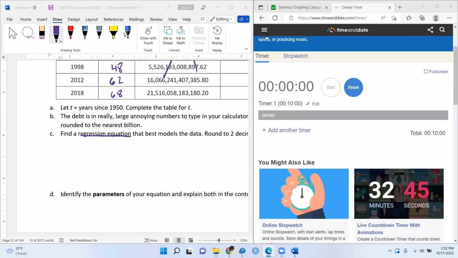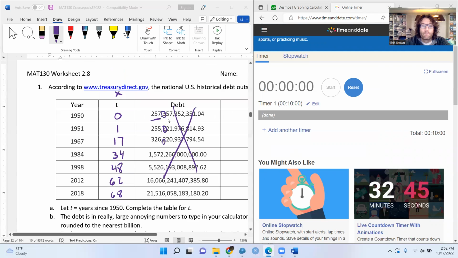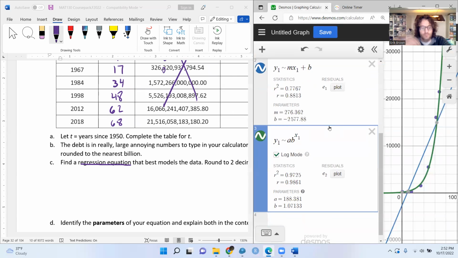Oh, that was 10 minutes. Y'all ready to talk about it? Did y'all get linear or exponential as the best model? Exponential, yes, because 0.9861, this R value for the exponential model, is better than 0.8813.